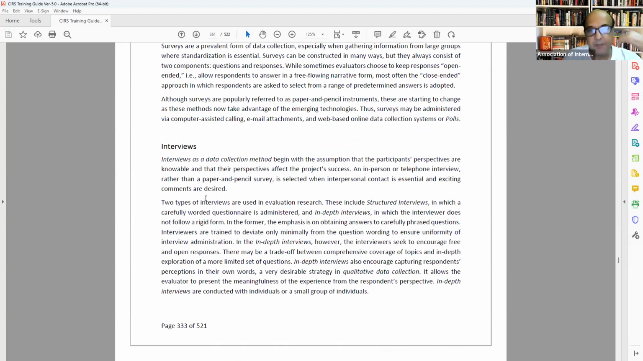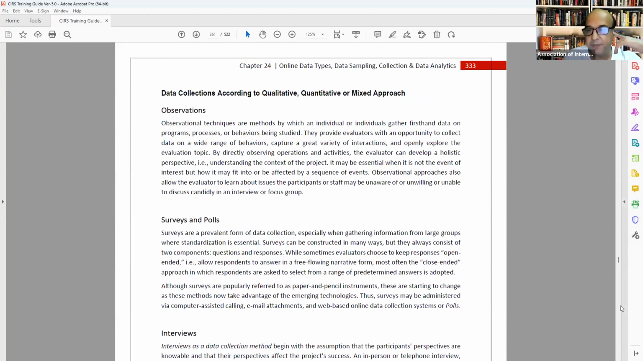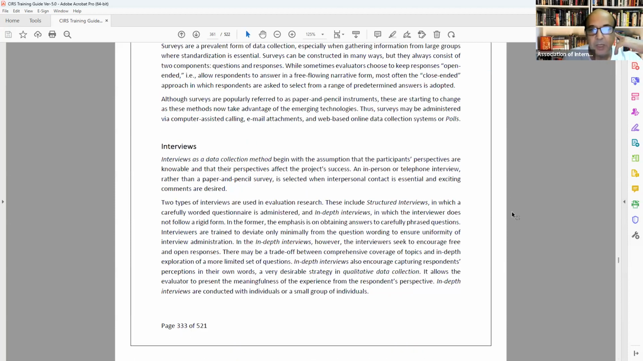Now let's look at the interview. Interview is on page 333. So there are two types of interviews. At least what used to be phone interviews or paper and pen surveys before. Now let's talk about the virtual interviews. These are structured interviews in which a carefully worded questionnaire is administered.